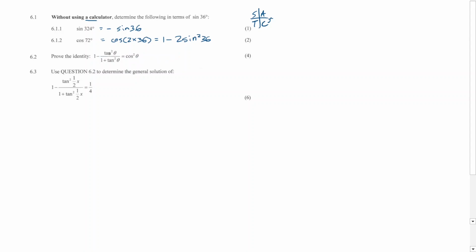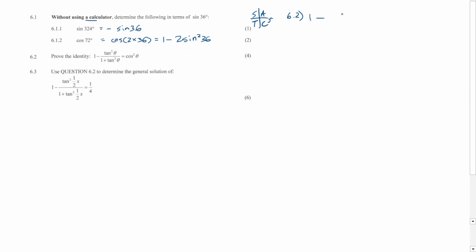Then prove this identity. Just immediately looking at it, I'm seeing a couple of tans, so I'm getting excited about sine over cos. I'm also noticing that there's fractions, so I'm going to be looking out for getting a lowest common denominator, and then going to the good Lord in prayer and hoping that I end up with cos squared. So let's see what happens.